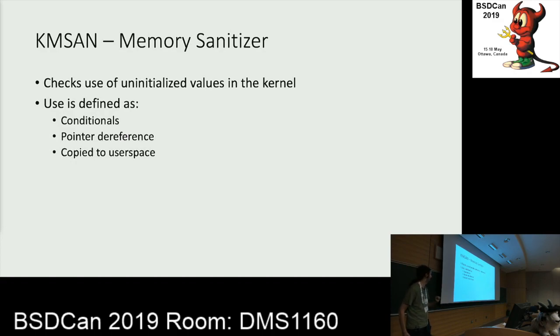And, or you've initialized it before you're using it. But use here is defined as you're using it for a conditional, you're using it as a pointer dereference, or you're copying it to user space. So the last one's important for finding that you're accidentally leaking some memory from some kernel stack, say, or an uninitialized part of a struct into user space, which turns out to be reasonably common, a thing that people have done.